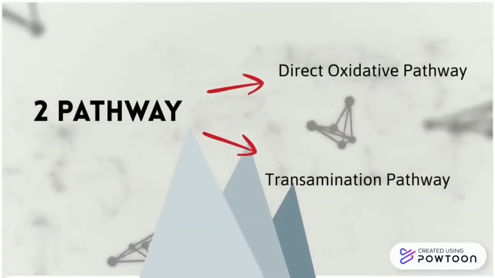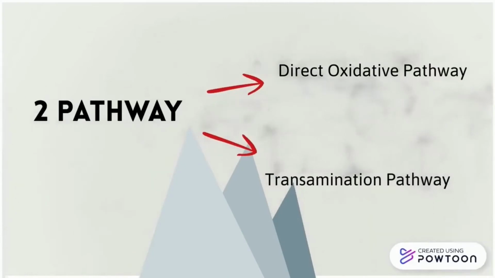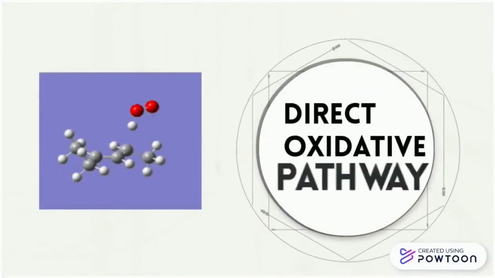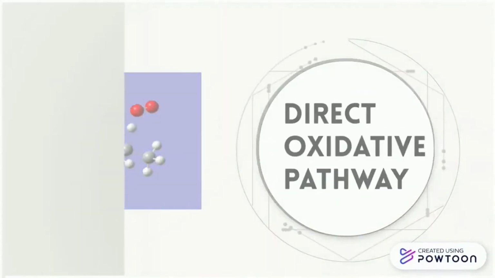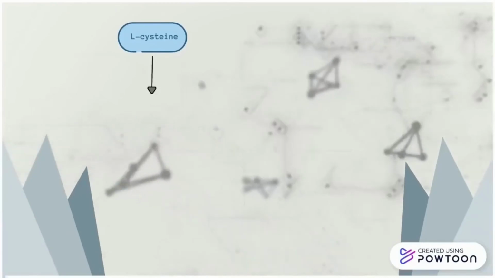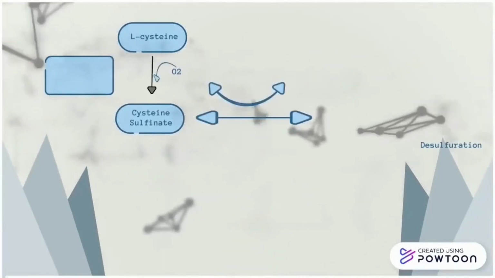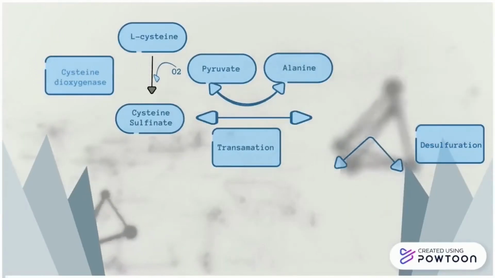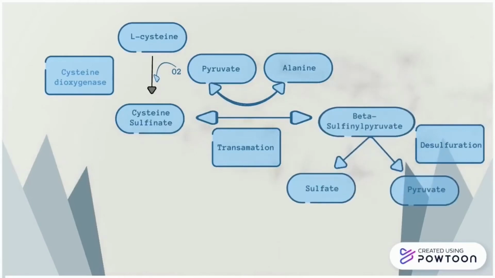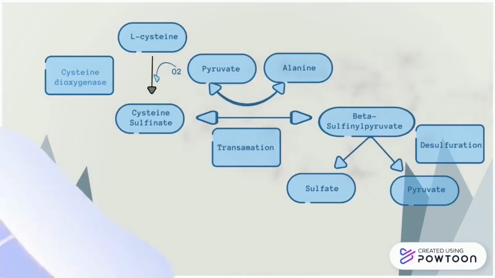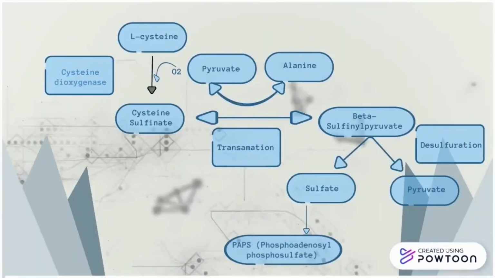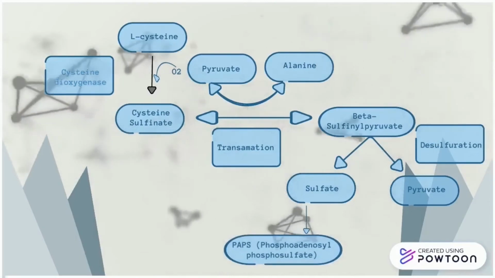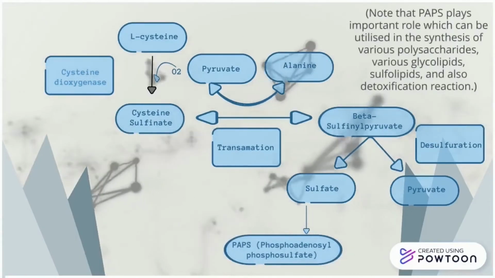Cysteine can be metabolized by two routes, which are the transamination pathway and the direct oxidative pathway. In the direct oxidative pathway, cysteine is oxidized with the help of cysteine dioxygenase enzyme and then converted to cysteine sulfinate. Cysteine sulfinate undergoes a transamination reaction and gets converted to sulfite and pyruvate under a desulfuration reaction. Then sulfate gets converted to its next active form, which is PAPS, phosphoadenosine phosphosulfate.